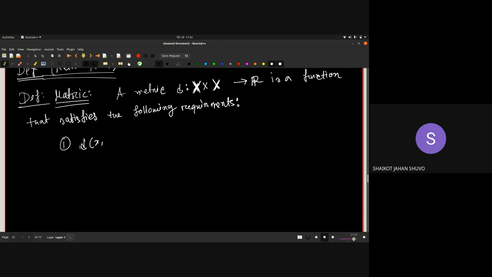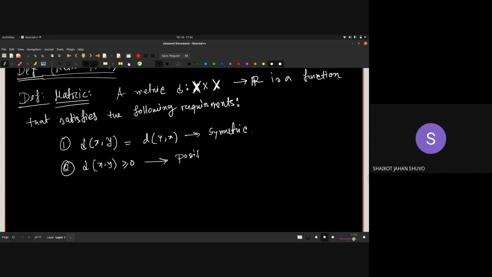So this metric is defined by this d. d of x,y equals d of y,x is called the symmetric property, or so to say, the metric has to be symmetric. The second one is that it is positive definite. Positive semi-definite, yeah, this is called positive semi-definite. And the last one is the triangle inequality that you see in your high school.